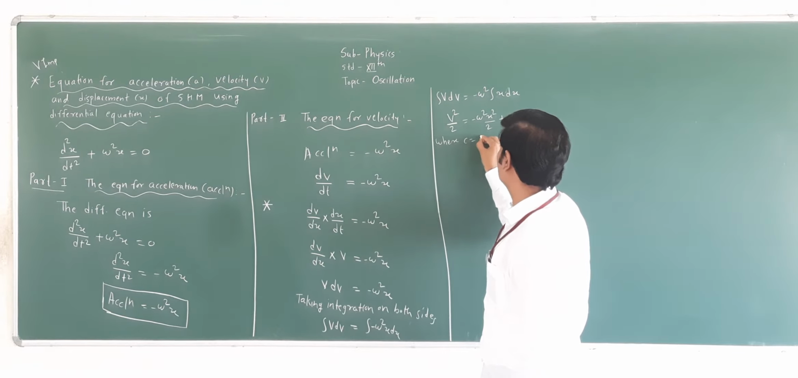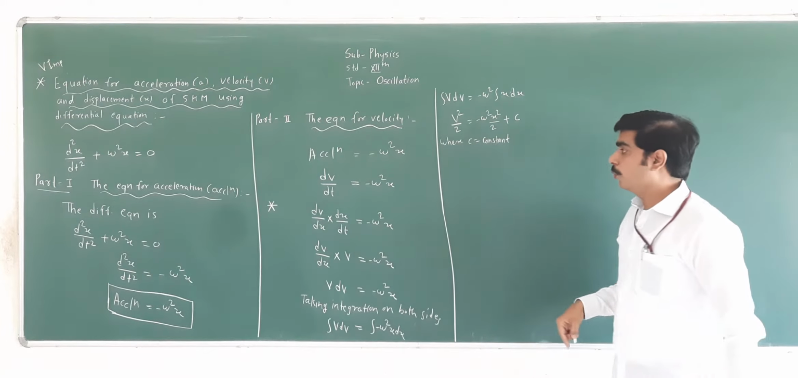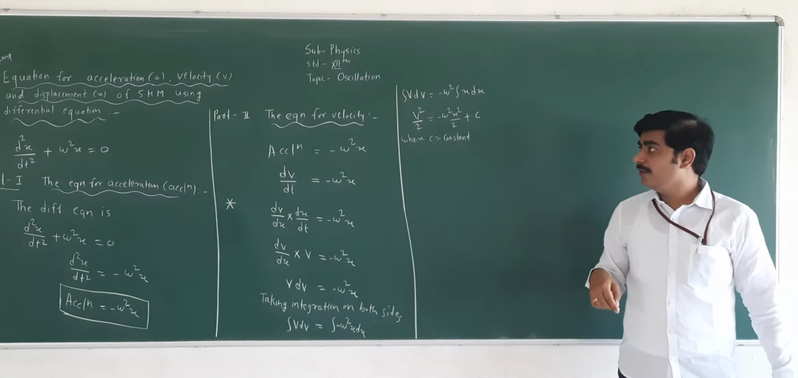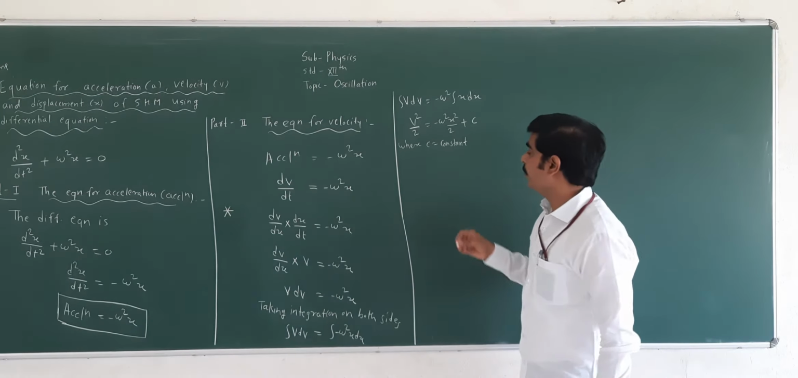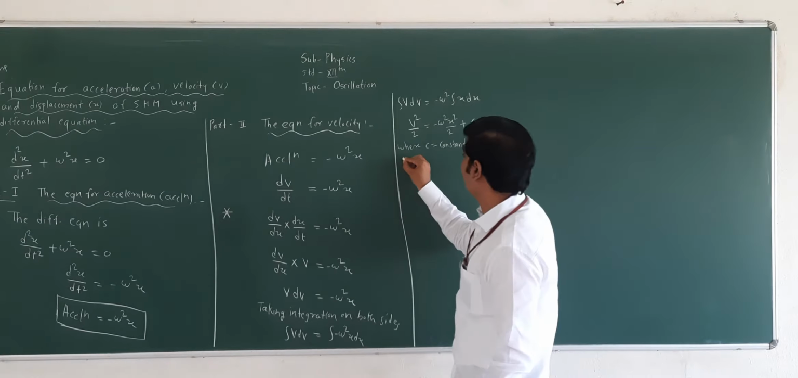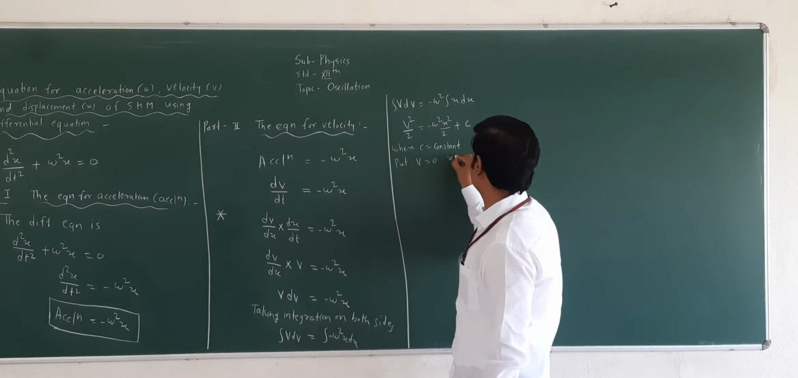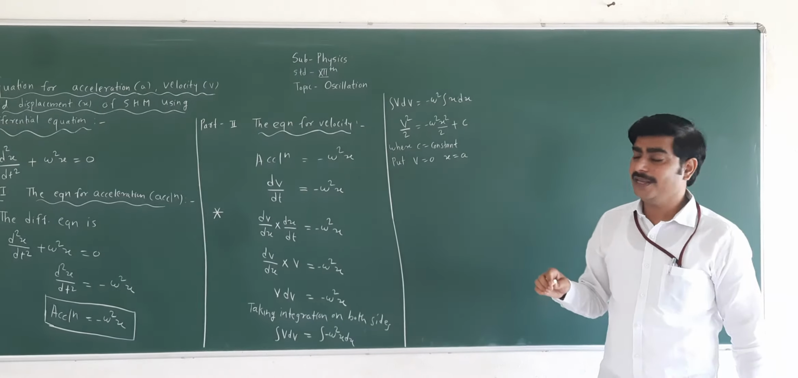Where c is equal to constant. Now we have to find the value of constant c. In maths you have seen it in the integration part, how to find the value of constant. In order to find the value of constant, we should put v is equal to 0 and x is equal to a. What is a? A is maximum displacement, that is an amplitude.